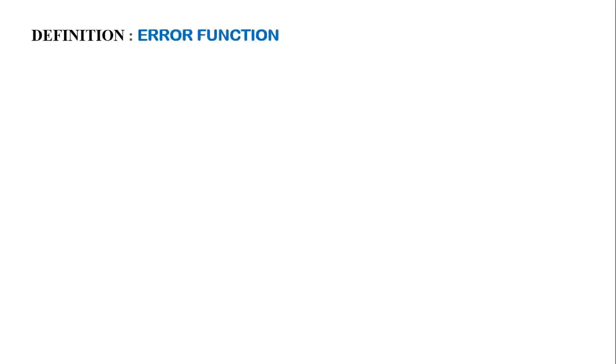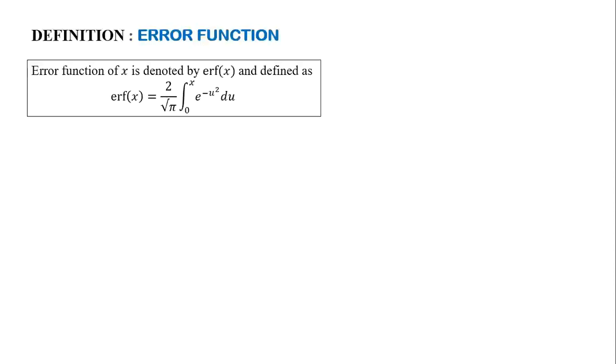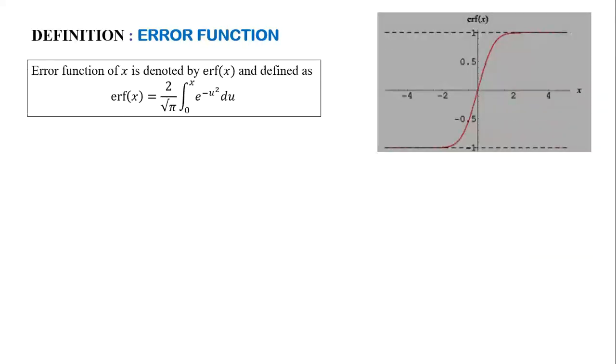So let's start with the first definition, that is error function. As I already told you, this is one of the special kinds of integral function. So the definition is like this. The error function of x is denoted by erf of x in small letters and defined as erf of x is equal to 2 by root pi integration from 0 to x e raised to minus u square du. So actually the error function is the integral of the exponential function, which is e raised to minus u square. And if you see the graph of this function, the graph is like this.